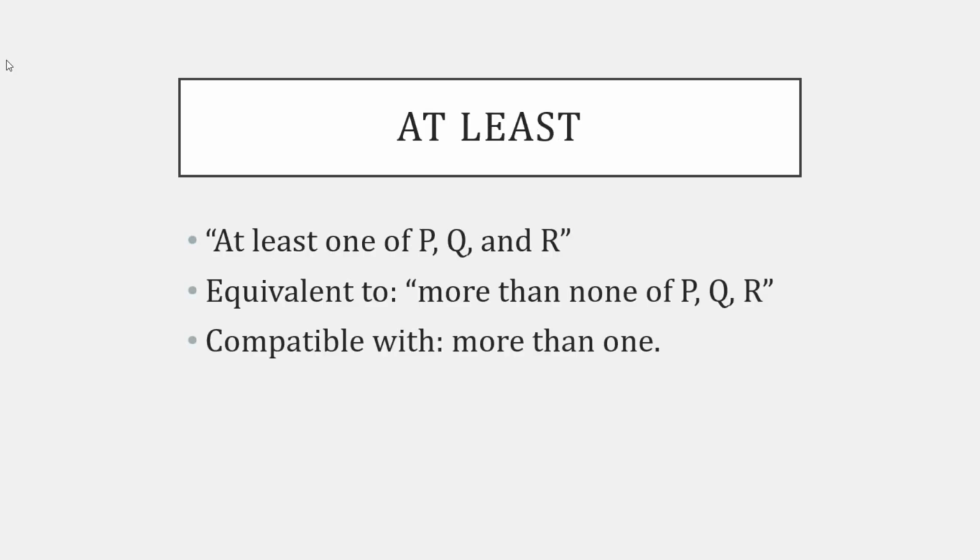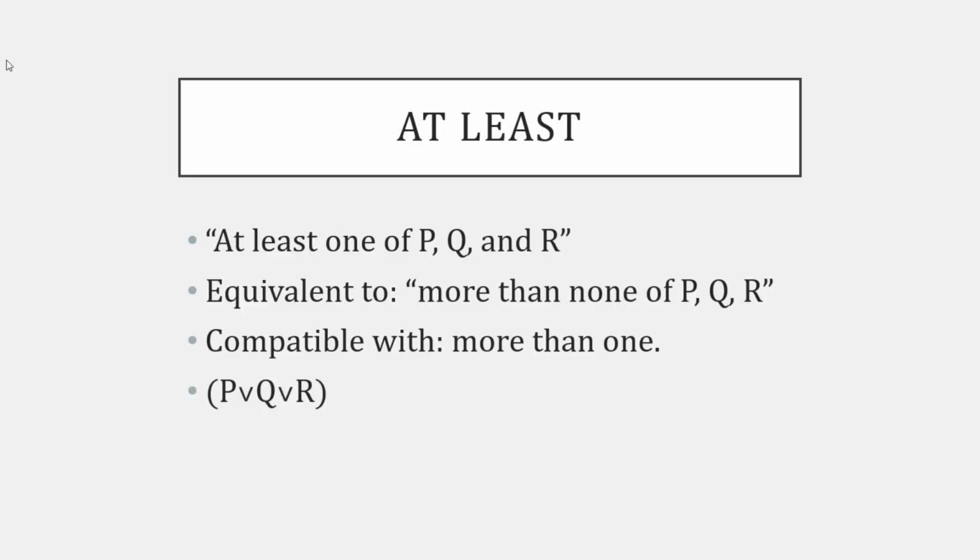Okay, so at least one of. At least one is compatible with more than one, right? If you say at least one of you passed the test, that's true. It's weird to say it that way because many of you passed the test, but it's logically compatible, right? So at least one just says more than 0. Okay, so how do we symbolize that?